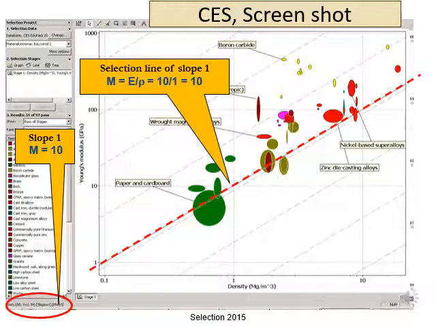In the selection stage, you choose density and Young's modulus. Then, you will get the density versus Young's modulus bubble chart. On the chart, the slope chosen will be 1 and m equals 10. Then you can observe the line intersecting the y-axis at 1.